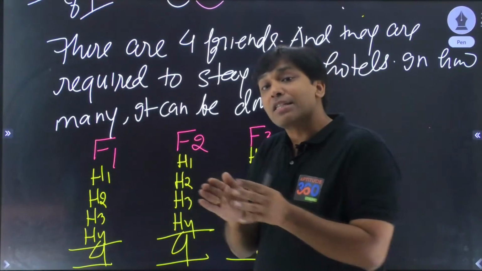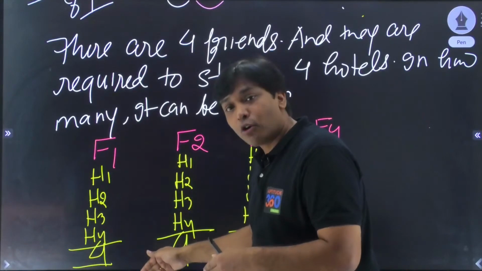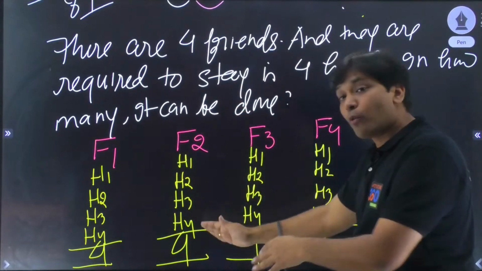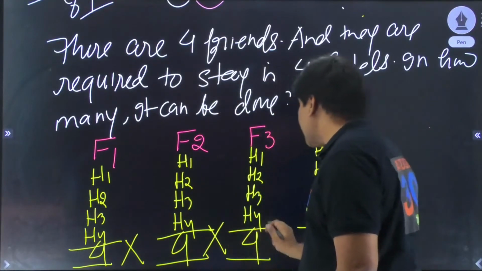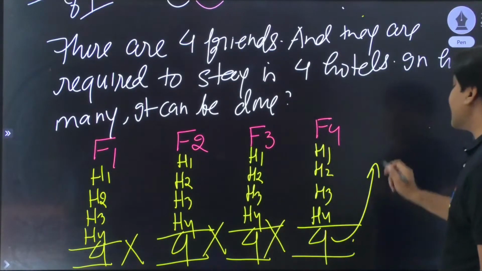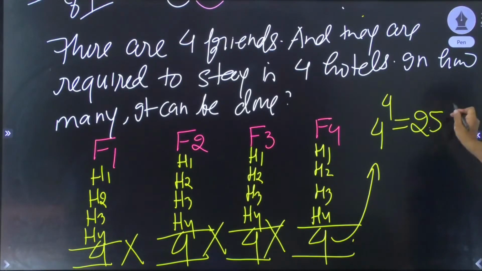Rather, what should be our statement? Friend 1 can stay in 4 ways, and friend 2 can stay in 4 ways, and friend 3 can stay in 4 ways, and so forth and so on. So what is that we should be doing? We should be multiplying these numbers. And if we multiply all of these, what is it that you are getting? 4 raised to 4, which is 256.